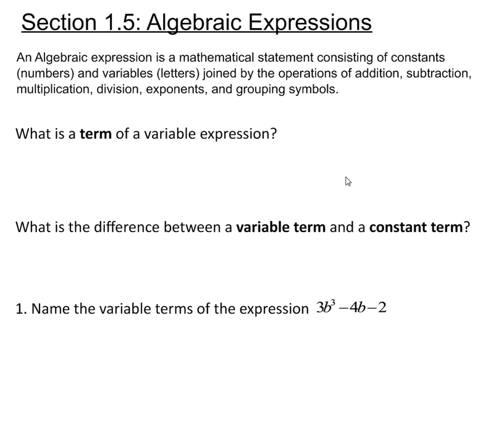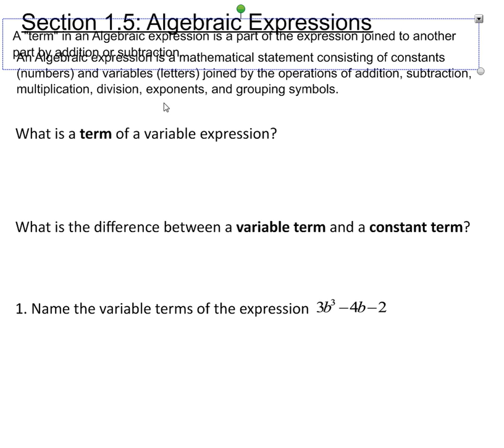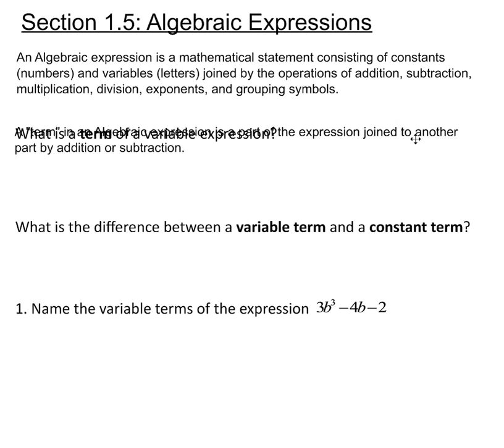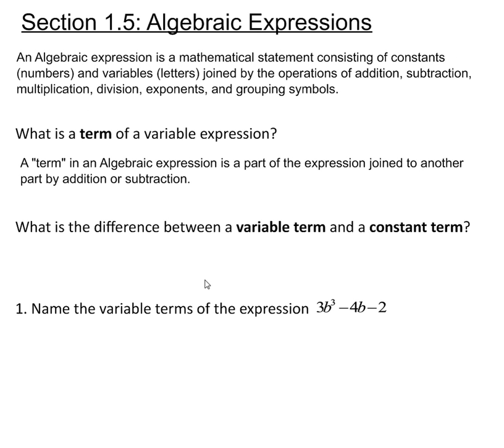So what is a term of a variable expression? Well, a term in a variable expression is a part of an expression that's joined to another part by the operations of addition or subtraction. That's it, addition and subtraction. So when we talk about a term, this is what we mean.